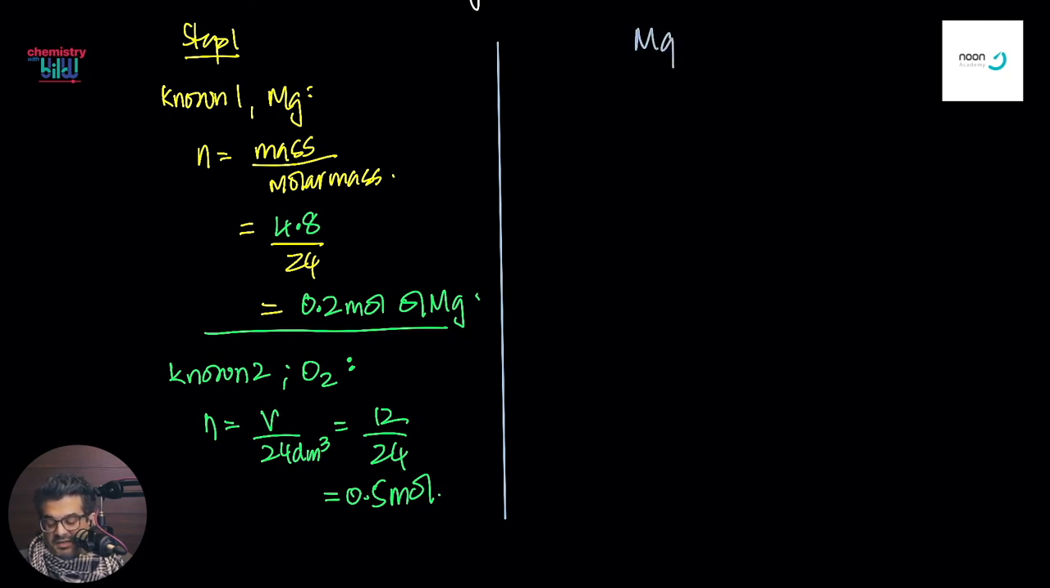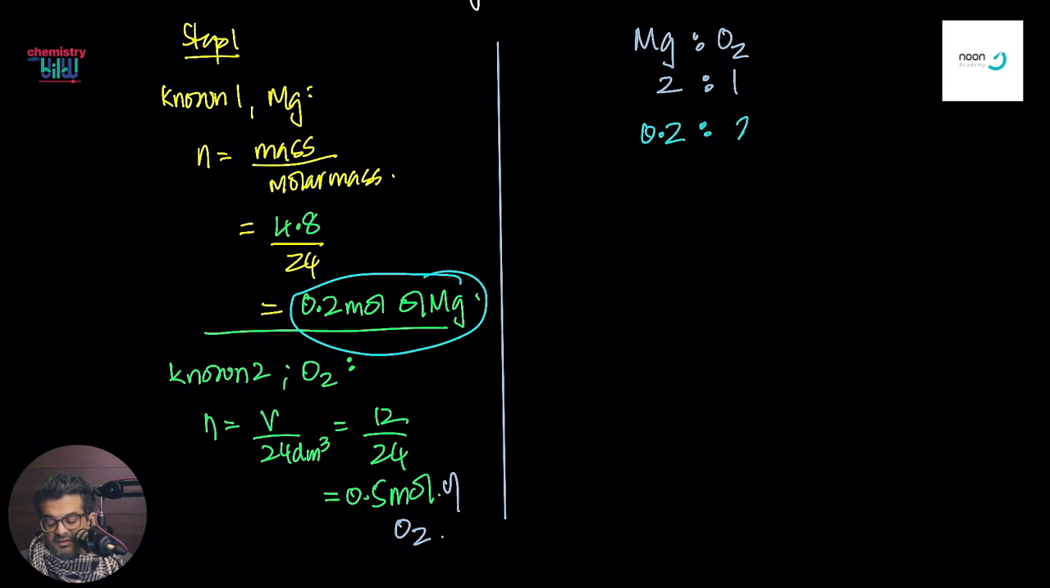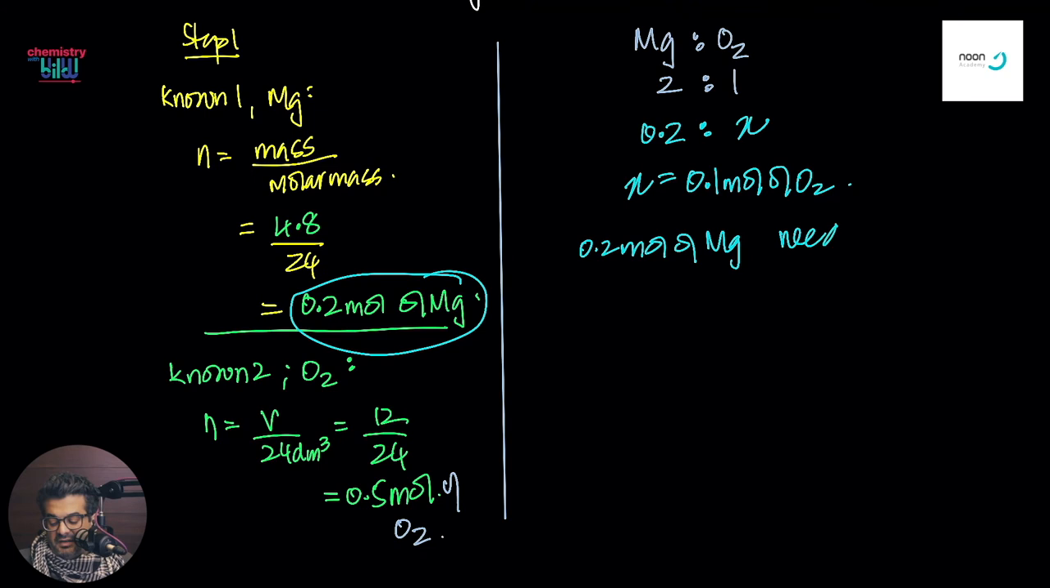So the magnesium to oxygen ratio from the equation is 2:1 moles. Now, your job is to take one of these two and to see if they're excess. So now, if I know that magnesium to oxygen is 2:1, but I have this many moles of magnesium, so 0.2 moles of magnesium will react with how much oxygen? Absolutely, you're right. So now do this math, I get 0.1 moles of oxygen. What that means is 0.2 moles of magnesium need 0.1 mole of oxygen. Do you see that?